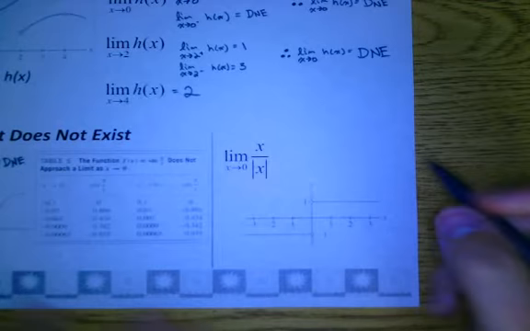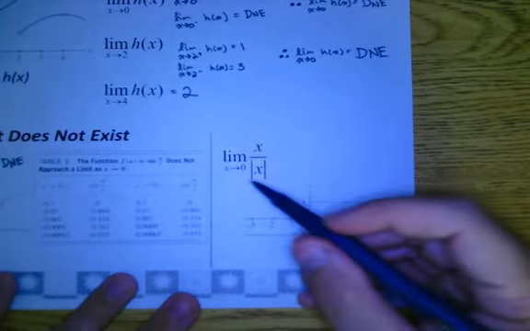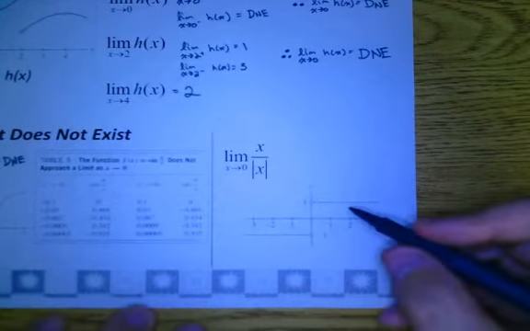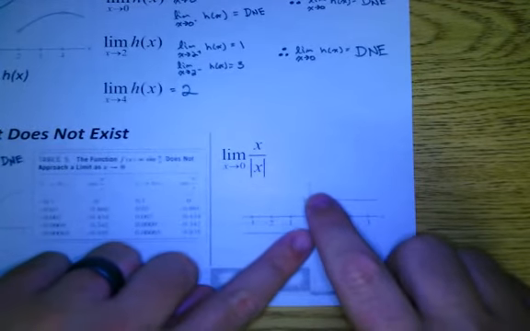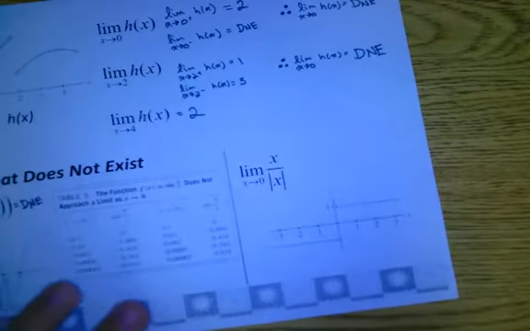Okay, so here's the graph, and what do you see here? Are these going to match up? If I were to take my two fingers from the left and from the right, would they be the same height? Definitely not. So we know it does not exist, but let's go ahead and show it.